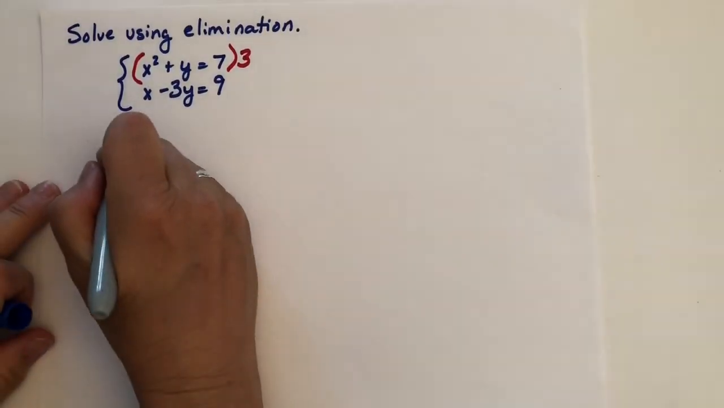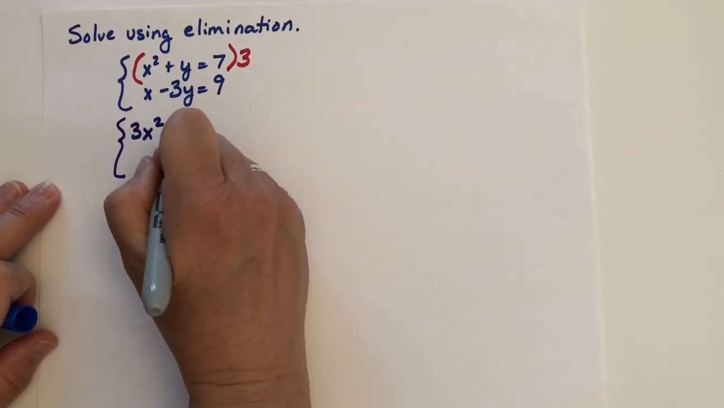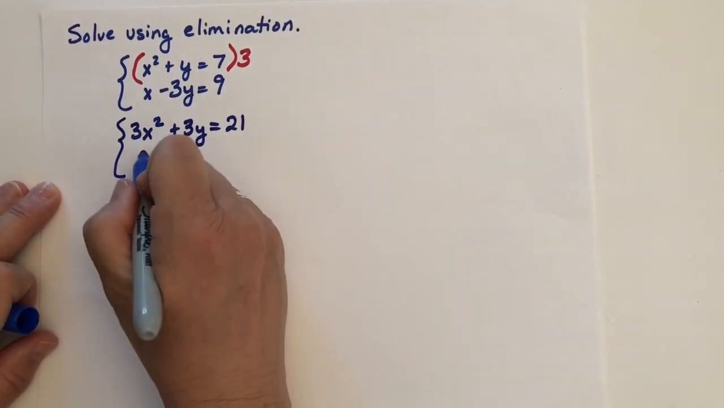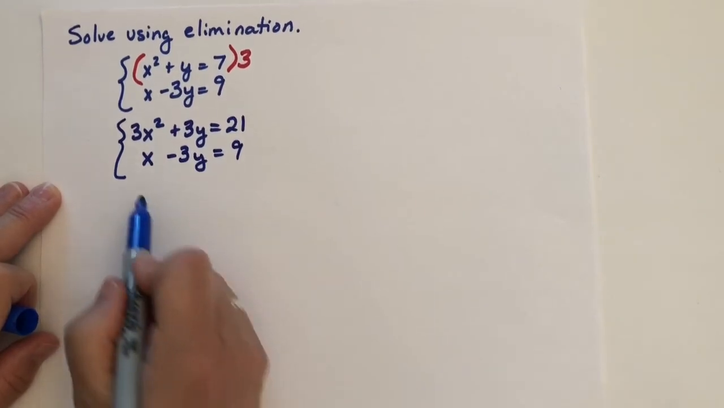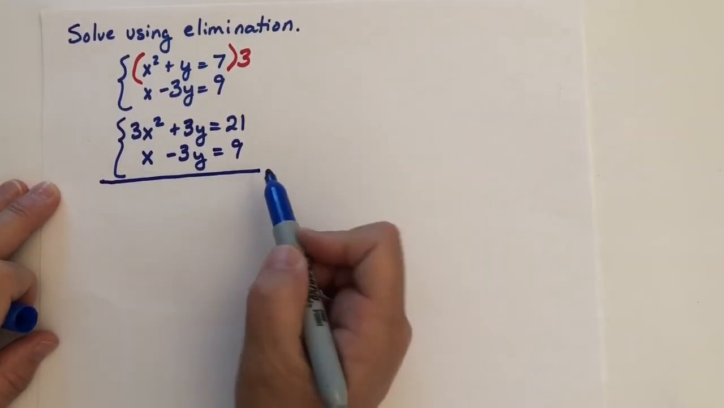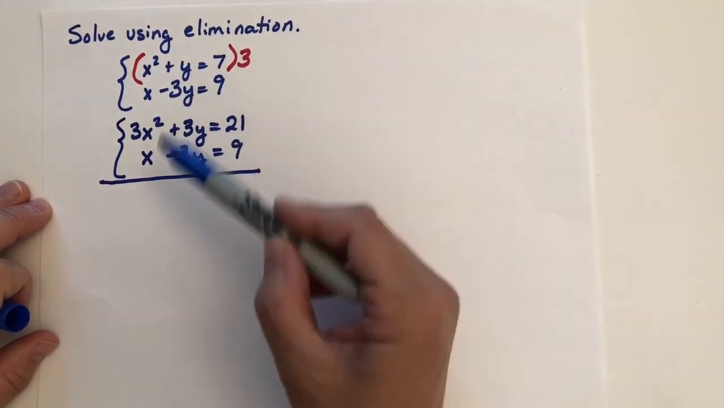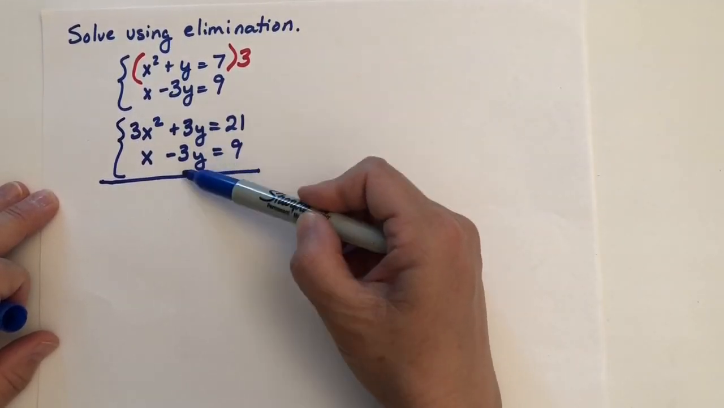So my system becomes 3x squared plus 3y equals 21, and x minus 3y equals 9. And as we expect with the elimination method, and you could be using a book where they call it the addition method, those are one and the same. When I use that method, when I add, one of the variables will be eliminated, in this case the y's.